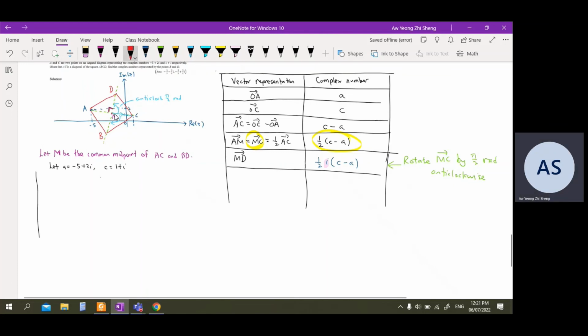Okay, so after having MD, we'll also need MB as well. And so MB can be obtained by a rotation of MC by 90 degrees clockwise. Alternatively, you can also take MB as the opposite of MD. You know MB and MD have the same length. It's just that MB has the opposite direction as compared to MD. And so MB is actually conveniently just the negative of MD. Which means it's just negative of half i times c minus a.